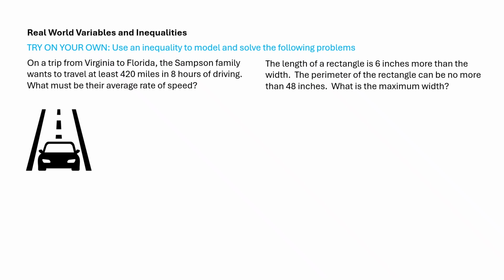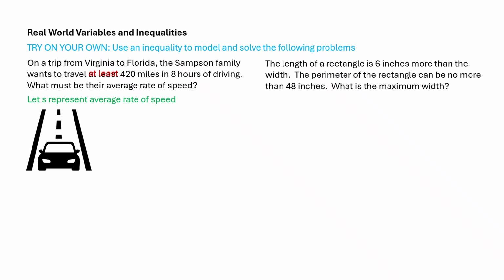So we're on a trip from Virginia to Florida, with the good old Sampson family. And they want to travel at least 420 miles in 8 hours of driving. What must be their average rate of speed? Okay, well, there's our variable. R represents the average rate of speed. Do you remember how to calculate speed? So let's see, I think it's this weird triangle where distance is on top divided by the time.